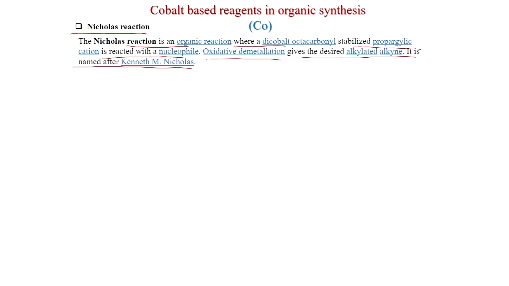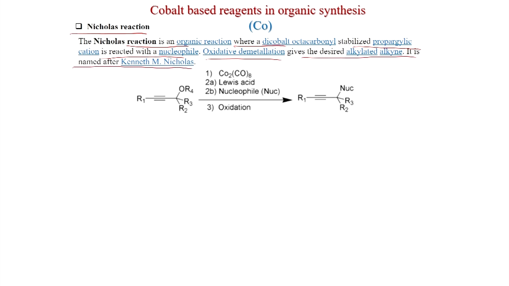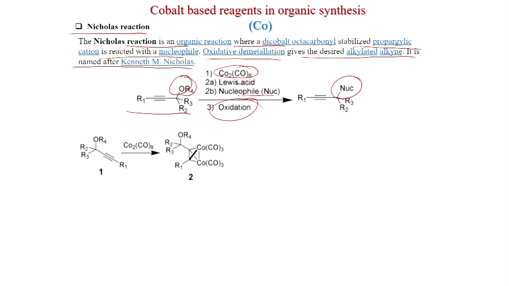It is named after Kenneth M. Nicholas. So, this is the substrate here. If you see, this is a propargylic system, and of course, this is a quaternary center, and with Co2(CO)8, Lewis acid, nucleophile, oxidation as the last step, you get the OR group replaced by a nucleophile. What could be the mechanism?